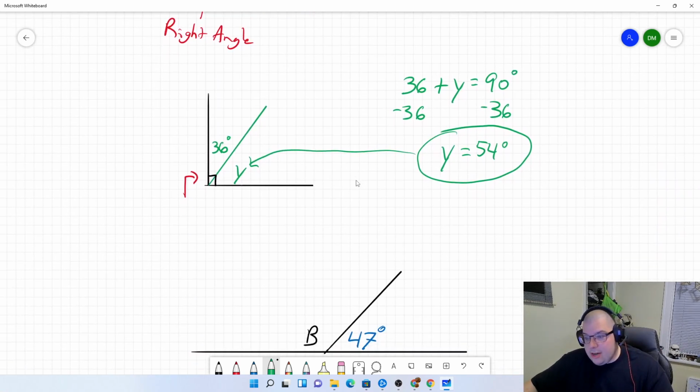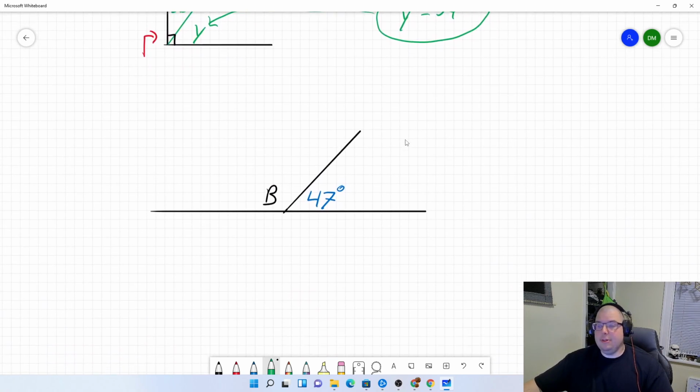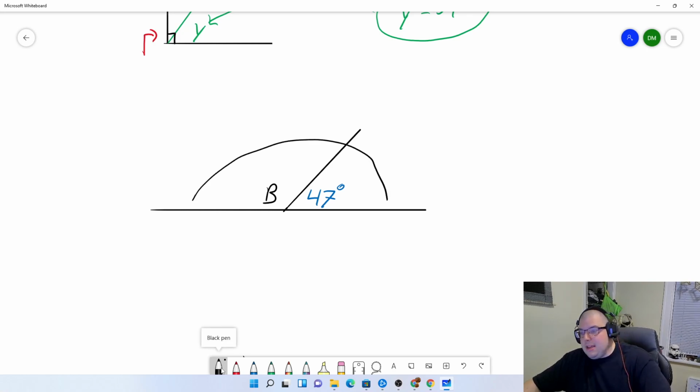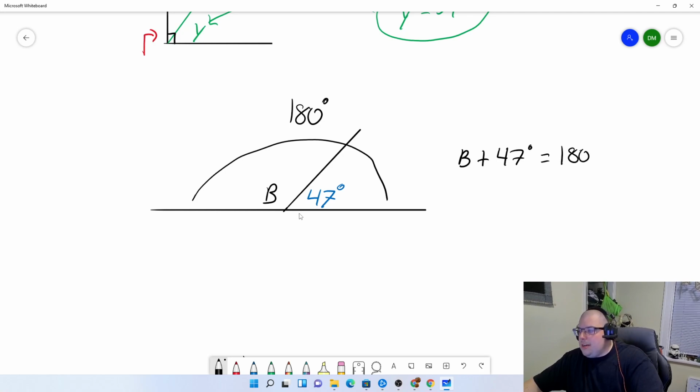So here we go. Here's supplementary angles now. And supplementary angles are 180 degrees. So this full thing needs to be 180 degrees, which is also a straight line. So we have this straight line split into an angle, and those 2 angles need to add to 180 degrees. So angle B plus that 47 degree angle should equal 180 degrees.